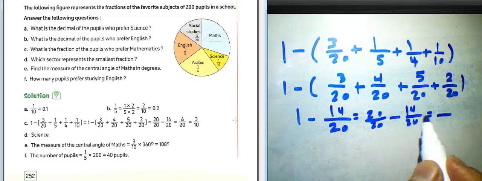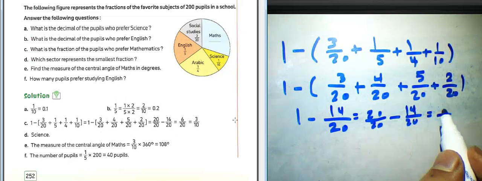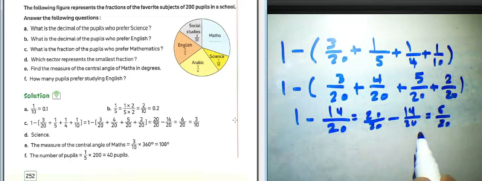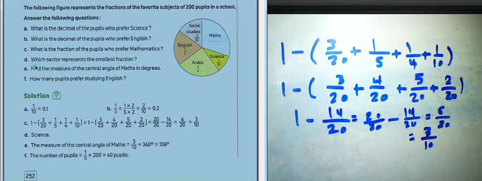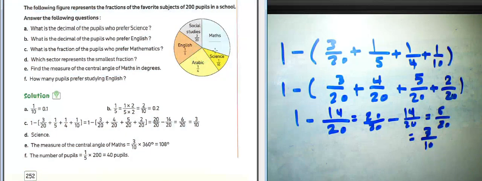The result will be 20 minus 14 equals 6, so 6 over 20. We can simplify it by dividing the numerator and denominator by 2. 6 divided by 2 equals 3 and 20 divided by 2 equals 10. So the result will be 3 over 10. That's question letter C. Question letter D: which sector represents the smallest fraction? Science, 1 over 10. This is the smallest part here.